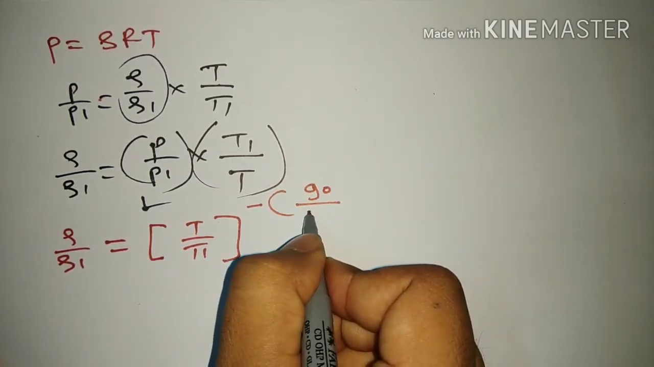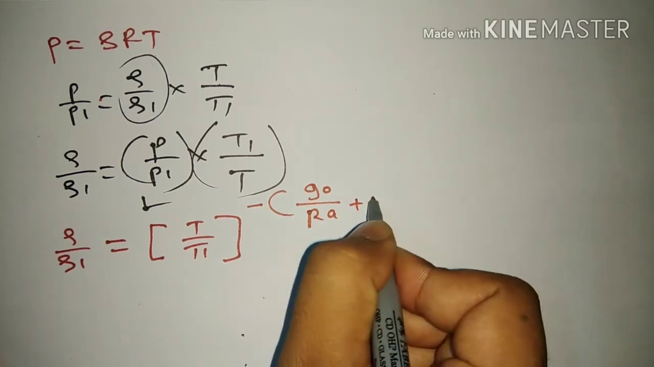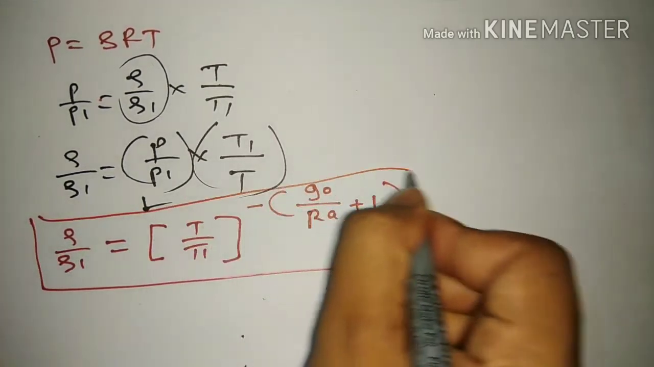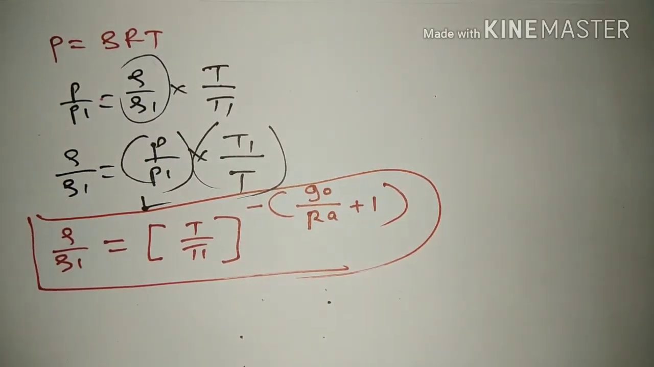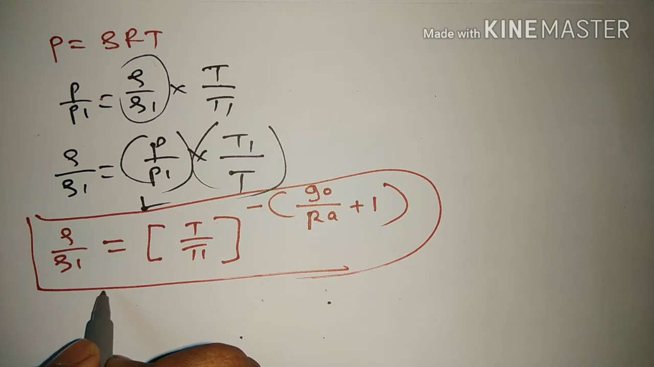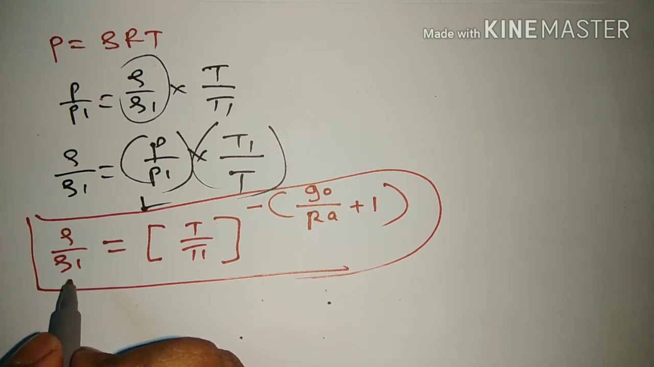G0 by RA plus 1, bracket complete. This is what we use for finding the density in the stratosphere and the troposphere.